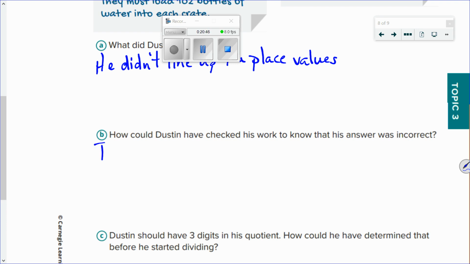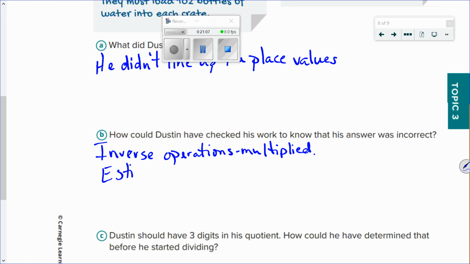Okay. Inverse operations could have multiplied. What else could he have done? The one we've actually been working on the last few class periods. Could have estimated.